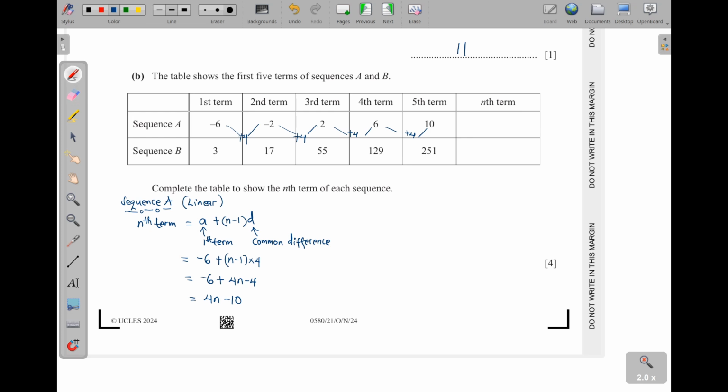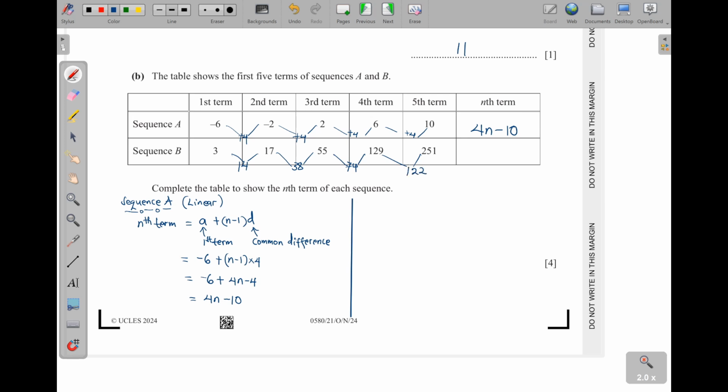So the nth term for this one is going to be 4n minus 10. Now let's go to sequence B. Let's look at the difference here. The difference is 14. And then here, when you subtract, you get 38. Then these two give us 74. Then these ones here give us 122.